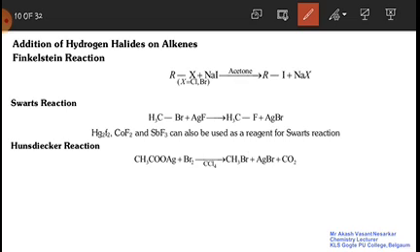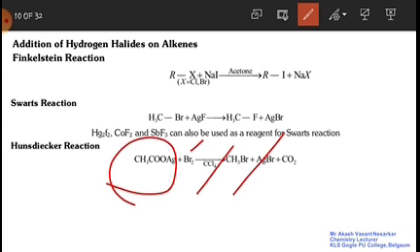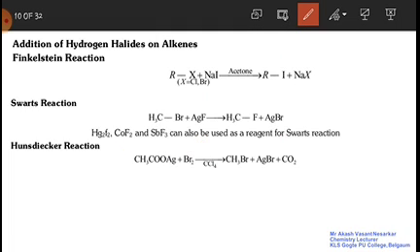So in order to prepare alkyl bromides, the beautiful reaction is this: the silver salt of acetic acid is treated with bromine in the presence of carbon tetrachloride, then you will get CH3Br, AgBr and CO2. So the very important reactions are Finkelstein and Swarts reactions. These two reactions you remember.